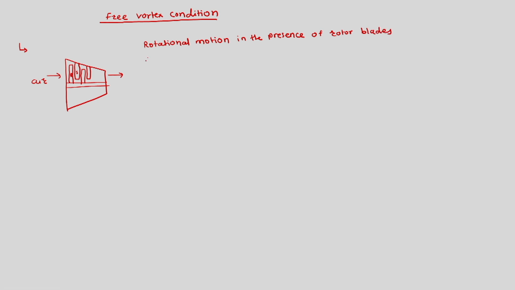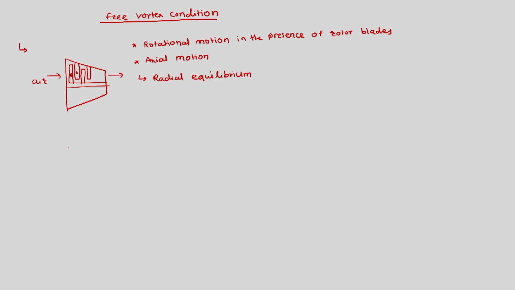And then there is axial motion of the fluid particle. So these are two motions experienced by the fluid particle. Let us consider radial equilibrium and the condition for radial equilibrium.